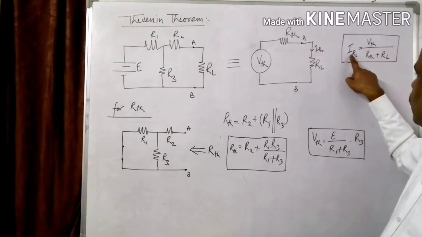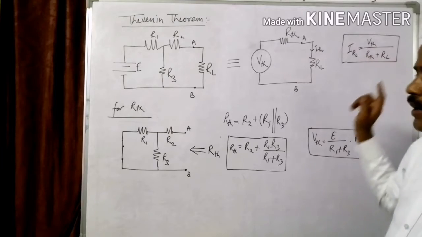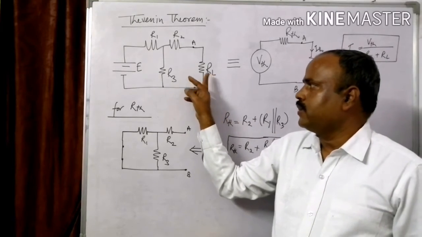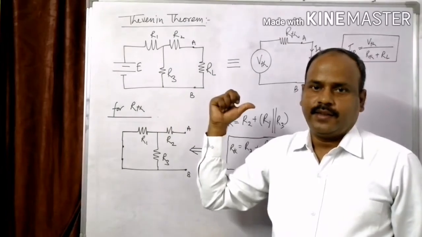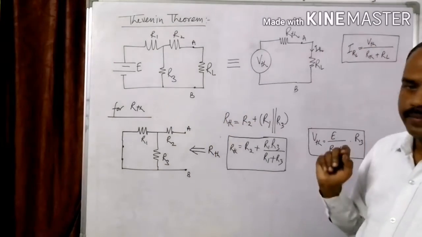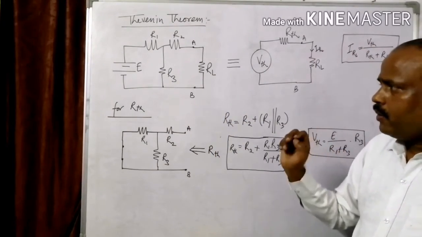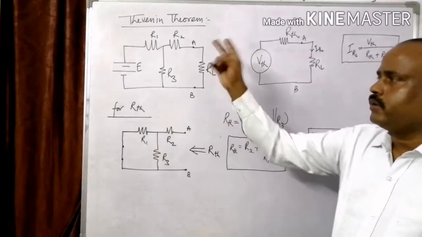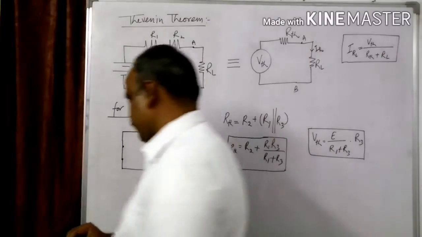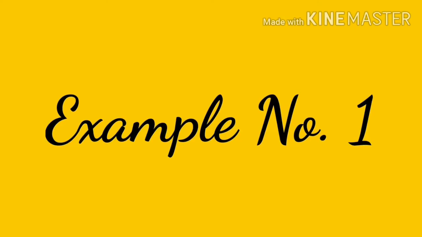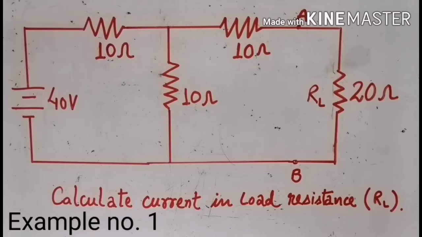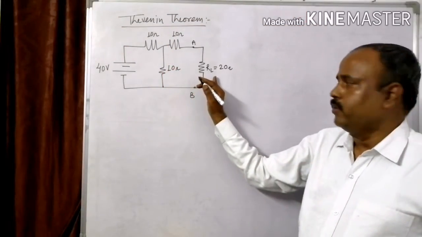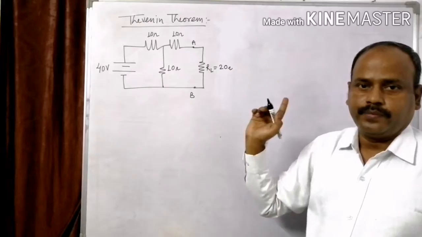The value of IRL is VTH upon RTH plus RL. This current is passing through the load resistor in this circuit. So this is all about the Thevenin theorem, right? Now I am going to take a very simple example based on the Thevenin theorem. I am going to calculate the current through the load resistor with the help of the Thevenin theorem, right?